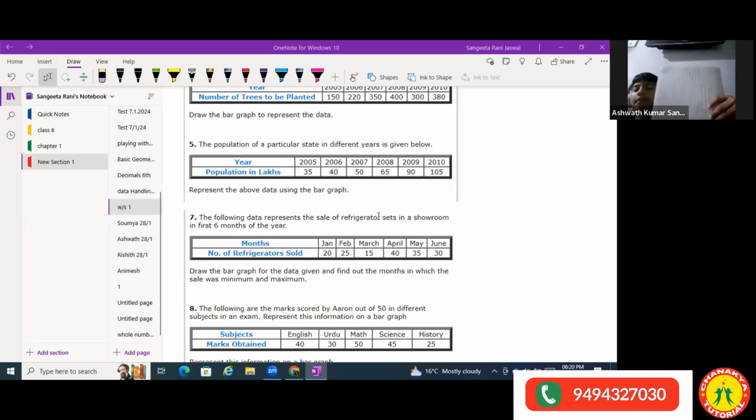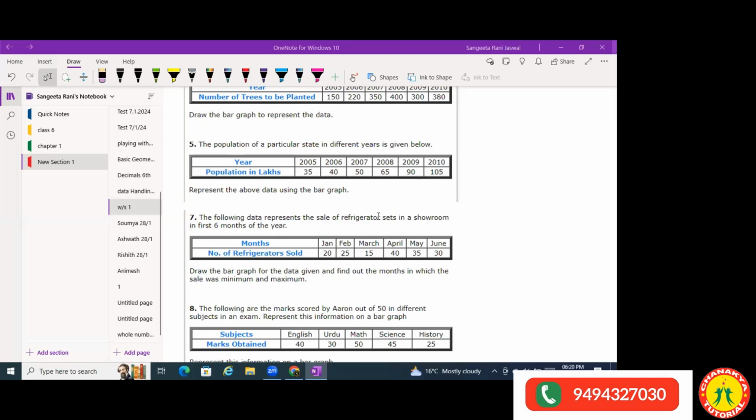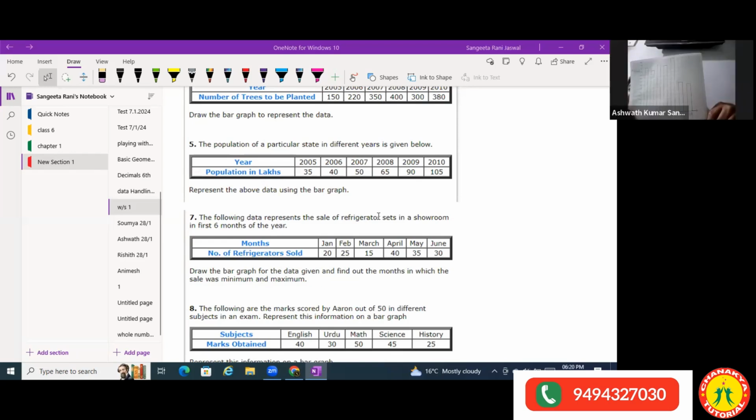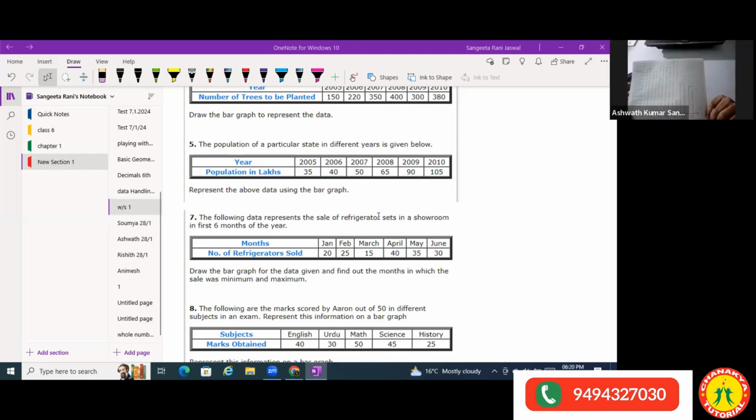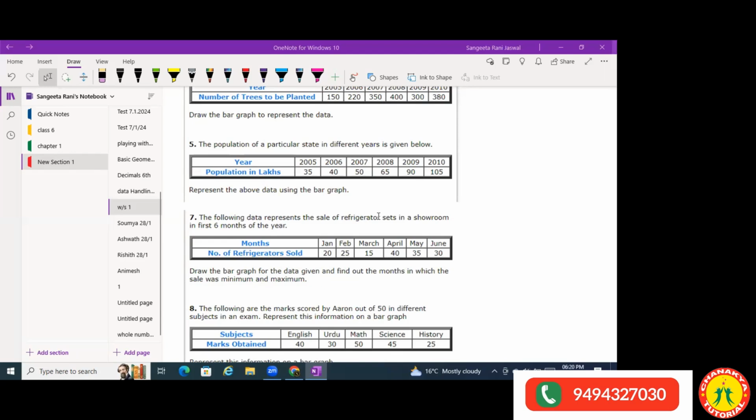Ma'am, can you see my screen? Yes, I can see the screen. Yes, Ashwath, bring it closer. Your bars are going so long. You have taken the full page. Are you doing it on a graph page? Yes, ma'am. Okay. That means you have taken a very small scale, no? That's why your bars are going long.